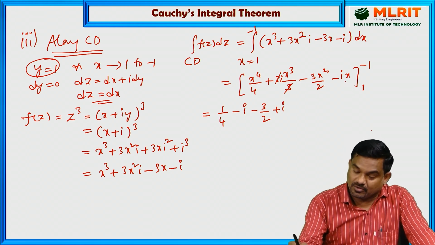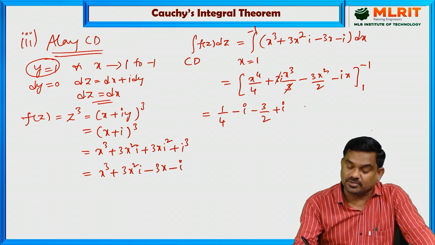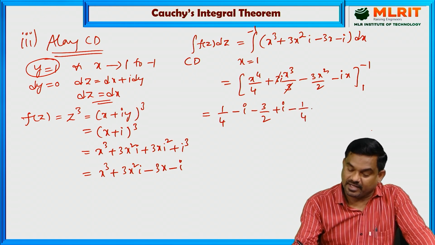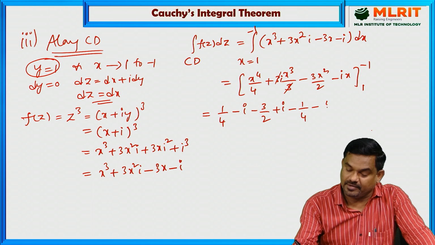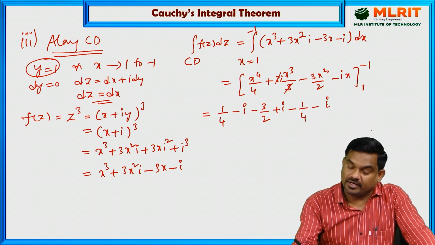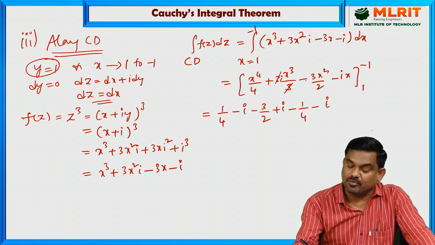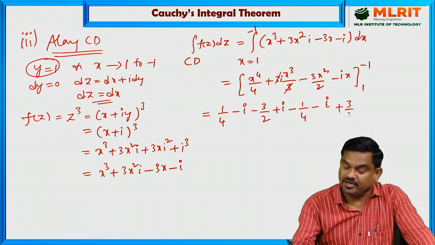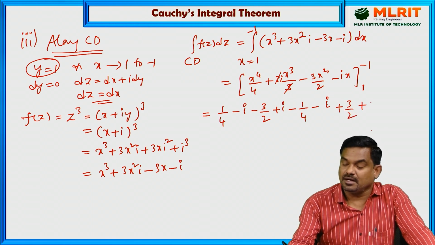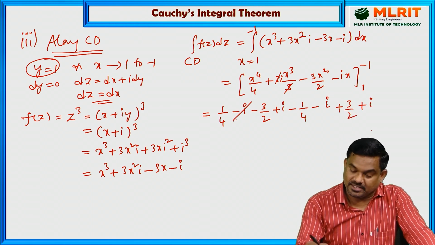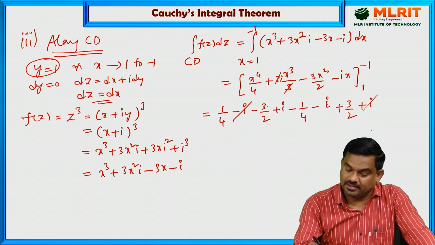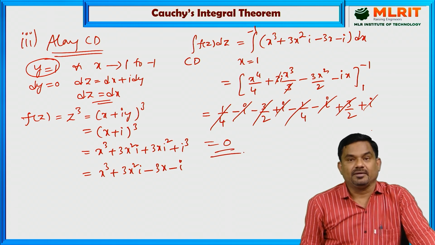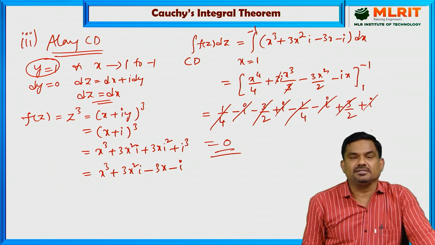And now, for the lower limit, we get a negative sign. So, first minus 1 by 4 and again here minus i. Already we have negative sign. So, one more negative, plus 3 by 2 plus i. Now, minus i plus i plus i minus i plus 1 by 4 minus 1 by 4. So, the result is 0. So, along CD the line integral is 0.